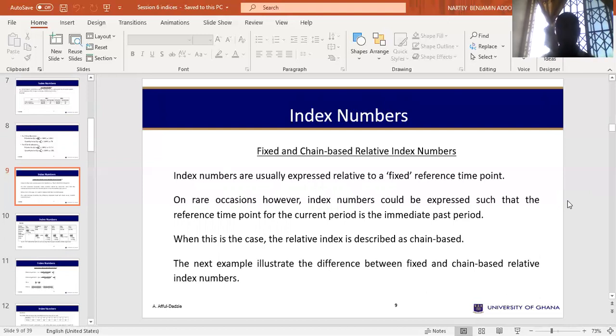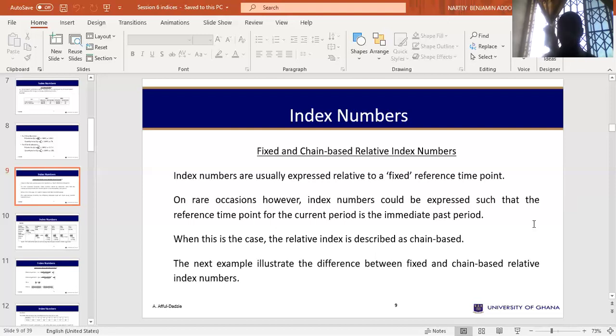relative index numbers. But if from 2010 we calculate the 2011 index numbers relative to 2010, the 2012 index numbers relative to 2011, the 2013 index numbers relative to 2012, and so on, then that is what we call chain relative index numbers.